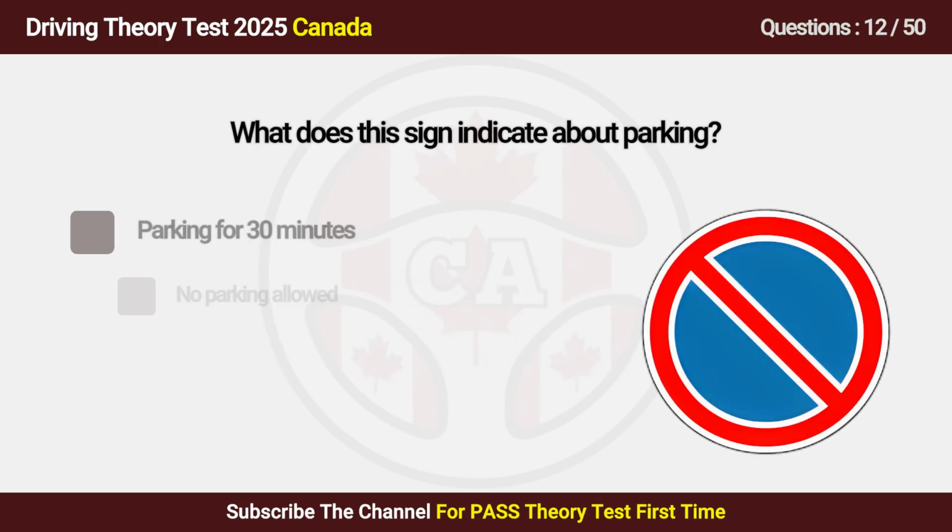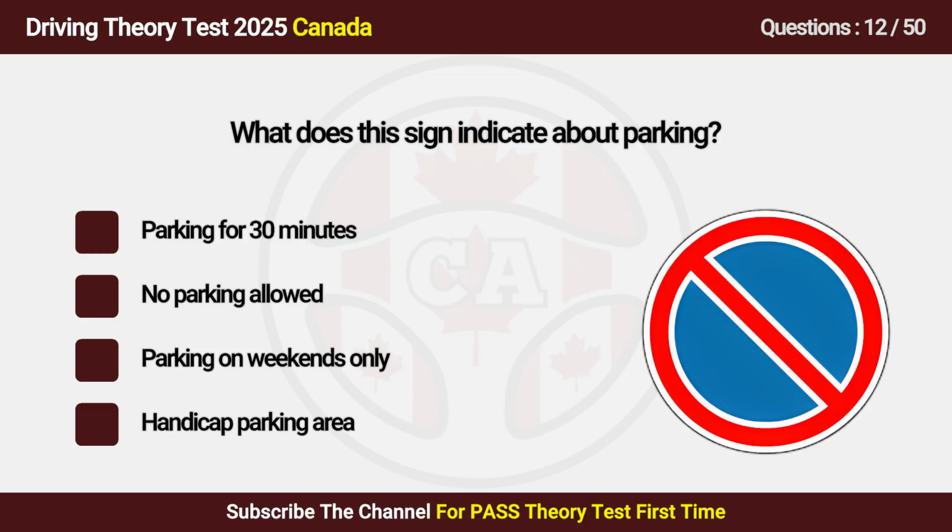Question 12. What does this sign indicate about parking? A. Parking for 30 minutes. B. No parking allowed. C. Parking on weekends only. D. Handicap parking area.